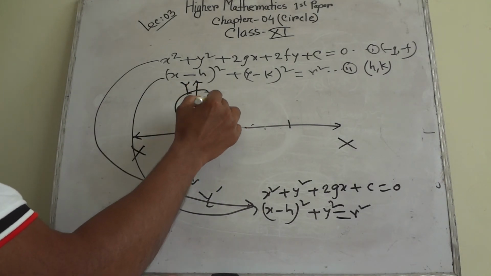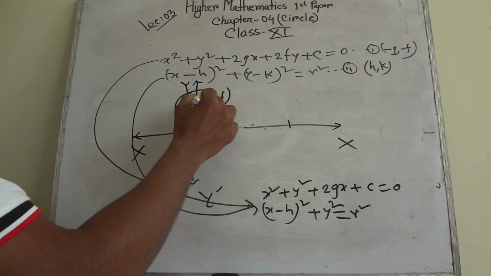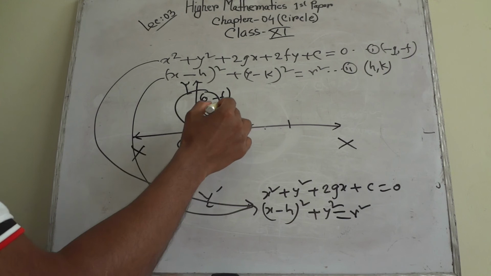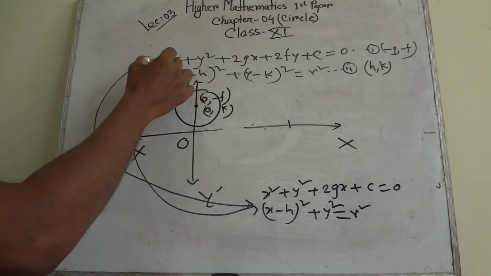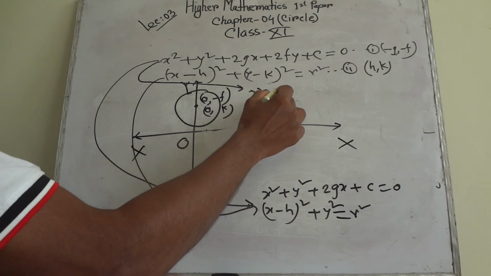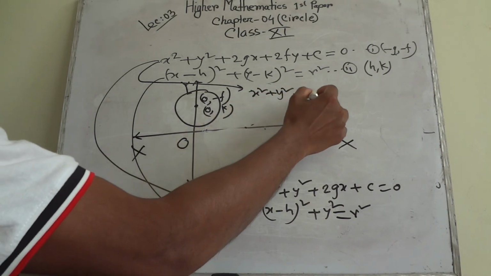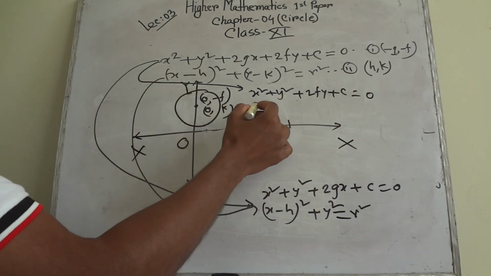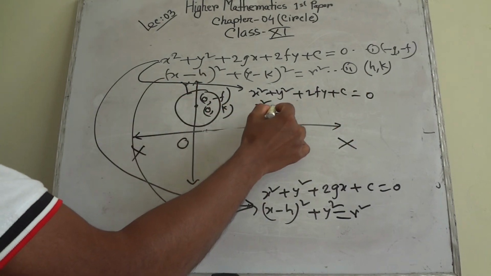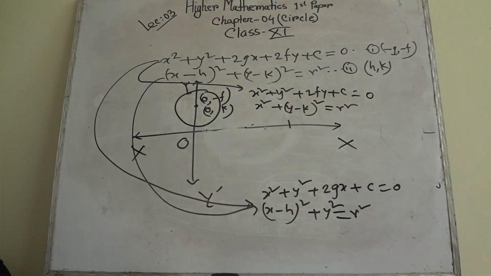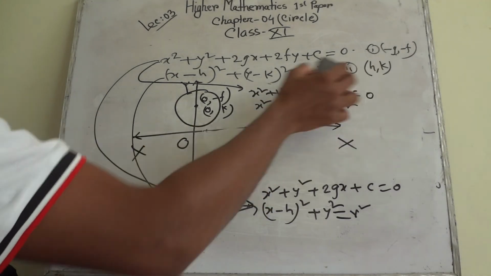So here the center will be 0, minus f, or 0, k. Okay, and that's when the equation of circle will be x square plus y square plus 2fy plus c equal to 0, or we can write x square plus (y minus k) whole square equal to r square. Clear? Okay. Again, follow this.